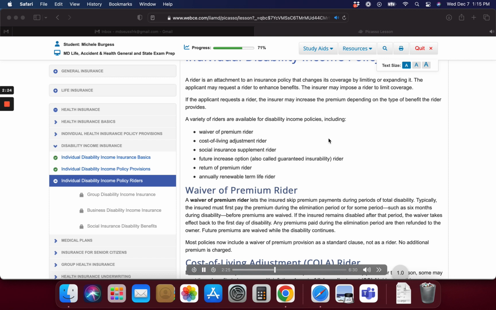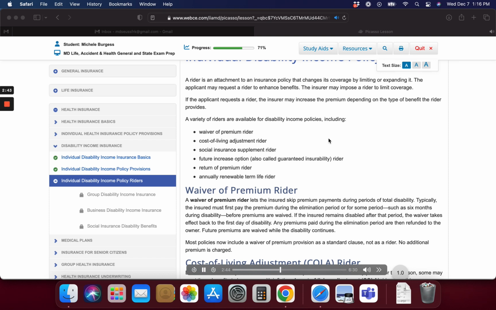Social Insurance Supplement Rider. A Social Insurance Supplement, SIS, rider, also known as a Social Security rider, pays an additional monthly benefit before Social Insurance Program benefits begin. Social insurance programs include Social Security and workers' compensation.